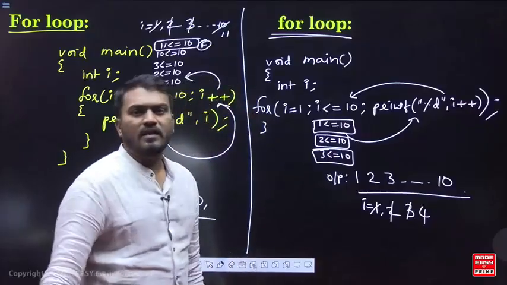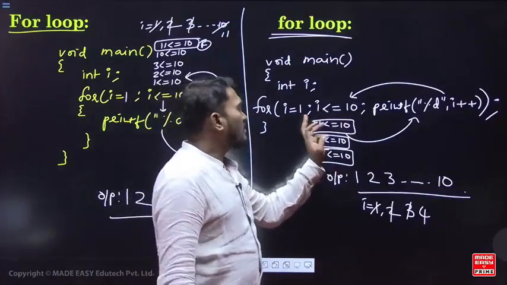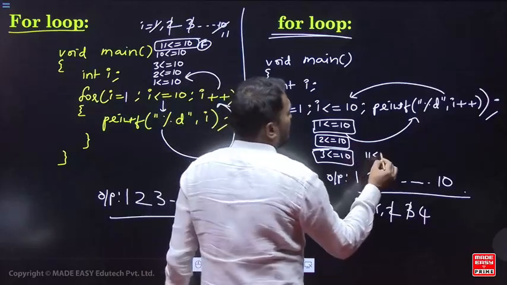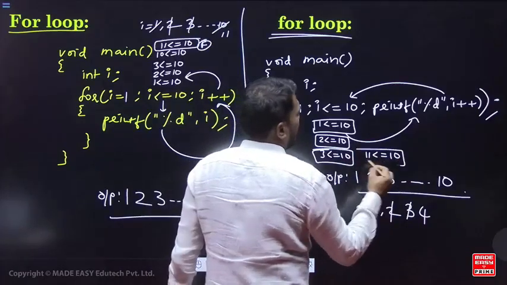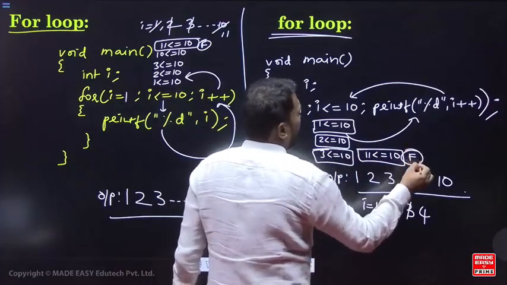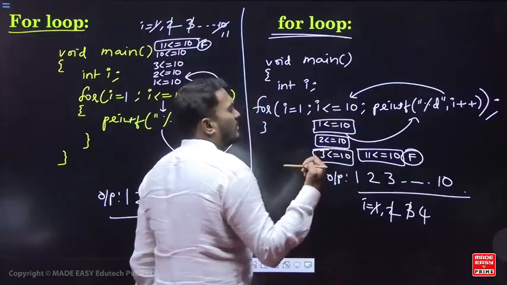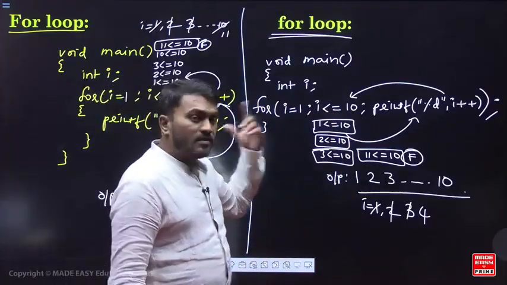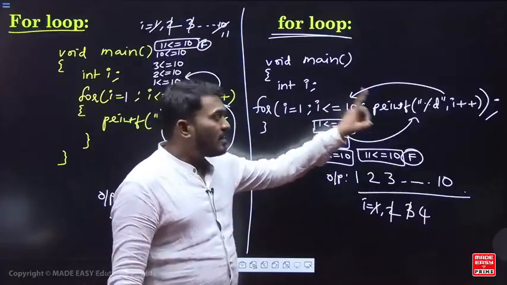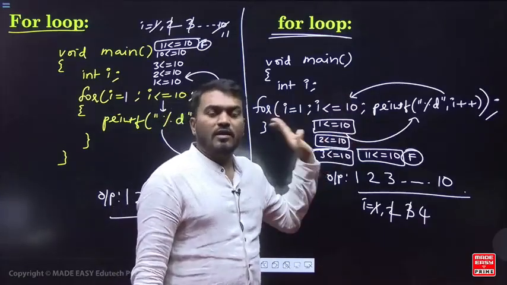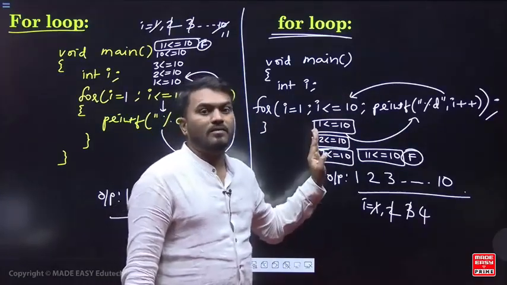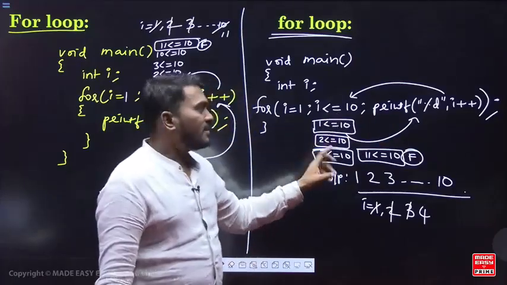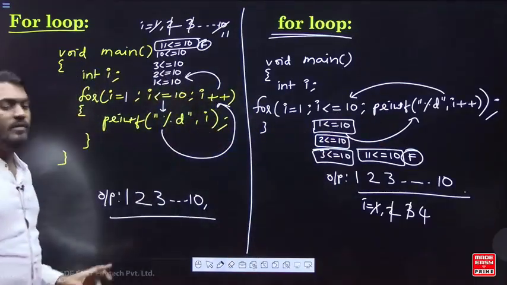Is this clear for everyone? So when the I value becomes 11, 11 less than or equal to 10, the condition becomes false. When the condition becomes false, you come out of the loop. So what I am trying to say here is, you can keep the semicolon for the for loop also. That is also possible. You can write the program like this also. So you just copy this in case anybody wants to copy.